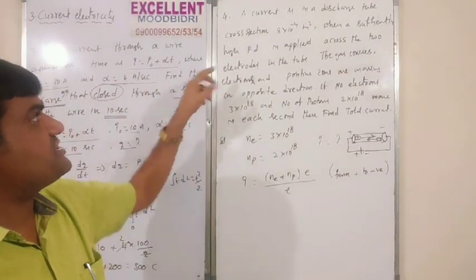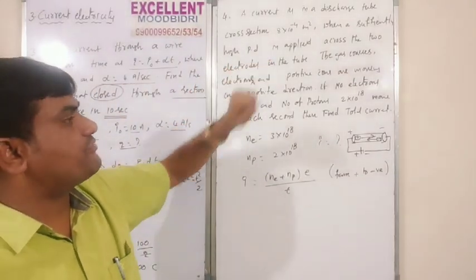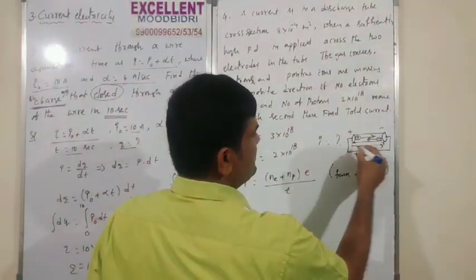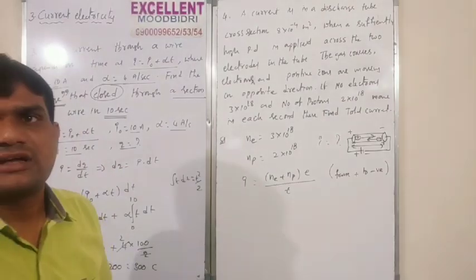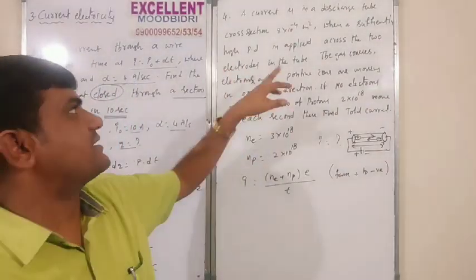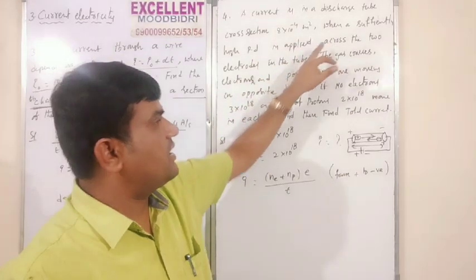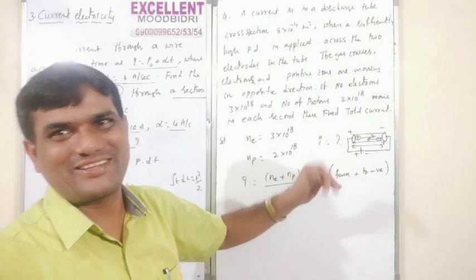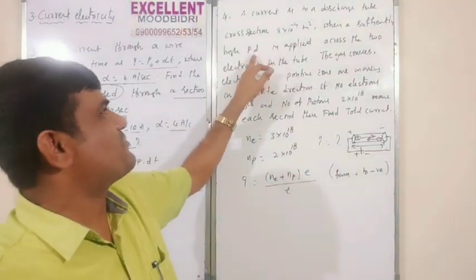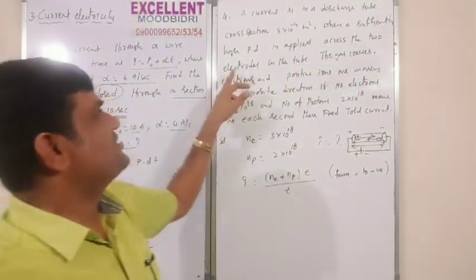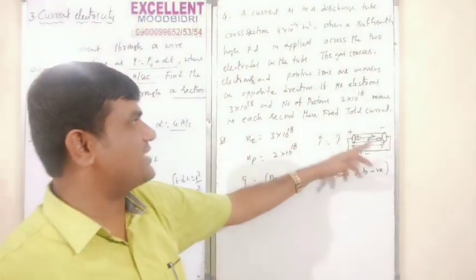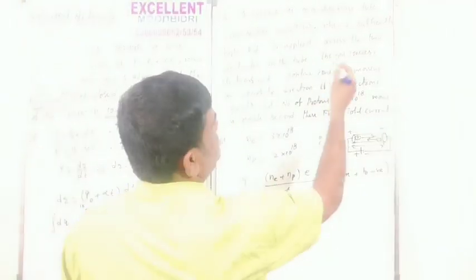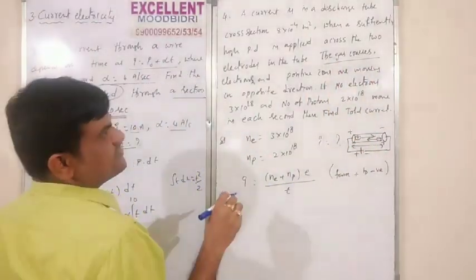When a sufficiently high potential difference, here some potential will be given, 32 volt. Not required here, but a voltage is compulsory, otherwise current cannot flow, right? So a potential difference is applied across the two electrodes in the tube, right?